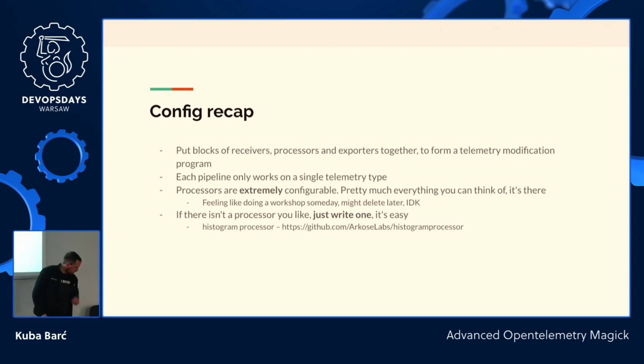So, config recap, and I think I'm also running out of time. It's extremely configurable, it's extremely powerful. Just like with Factorio, you can chain a bunch of assemblers together, put the whole pipeline of data from one place to another, and do incredible magic with it. And if there isn't a processor, or an exporter, or receiver that you like, just write one. It's really not that difficult.